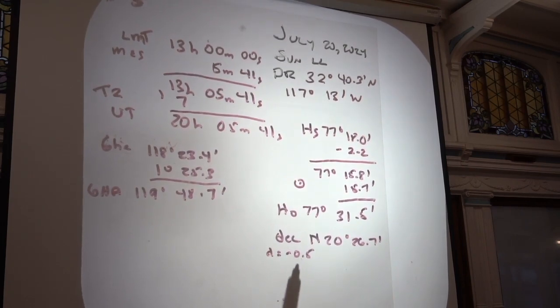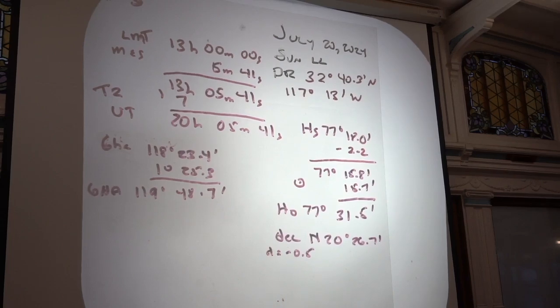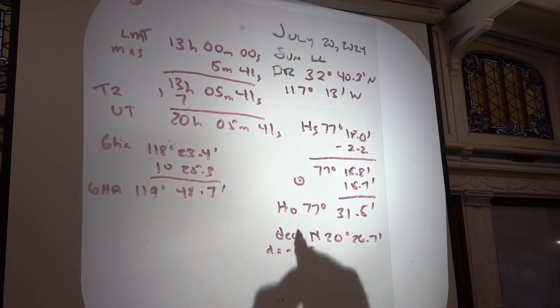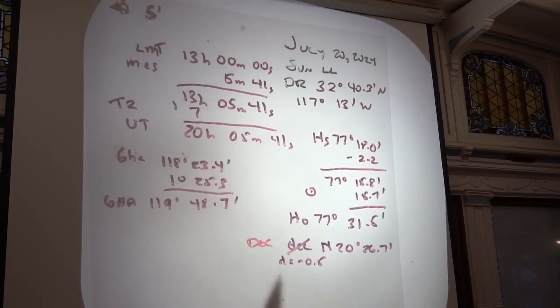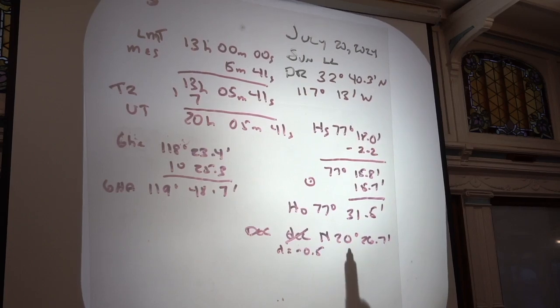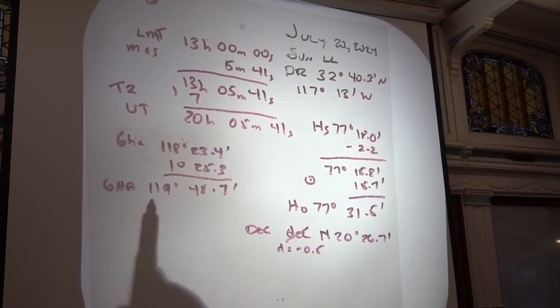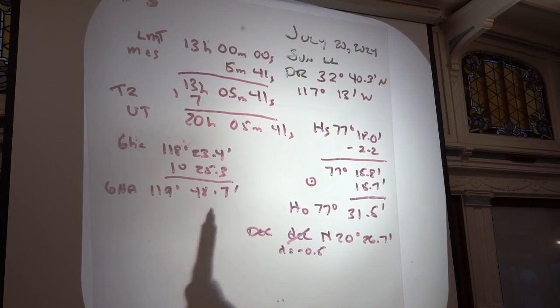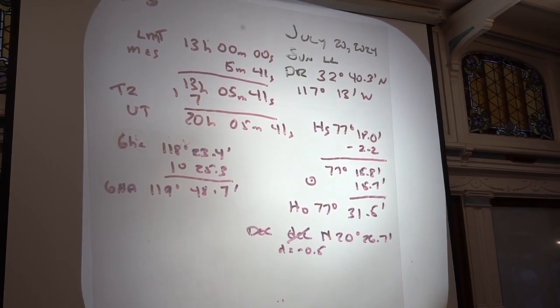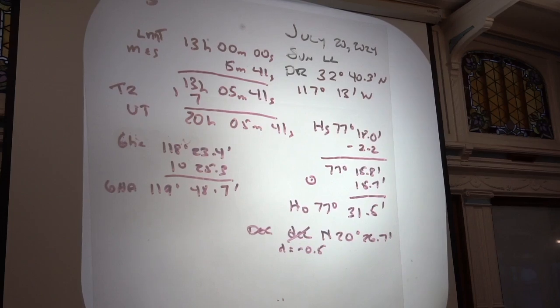Now, the declination is changing by 0.5 of a minute each hour. So for the part of the hour we're in, at 4 minutes, if you look at the V or D correction for 0.5, it's 0. So for all practical purposes, the declination hasn't changed. Right? It's this number right here. So cross that out and put declination. So declination is north 20 degrees, 26.7 minutes. GHA is 119 degrees, 48.7 minutes. Okay? So we have found the position of the sun.